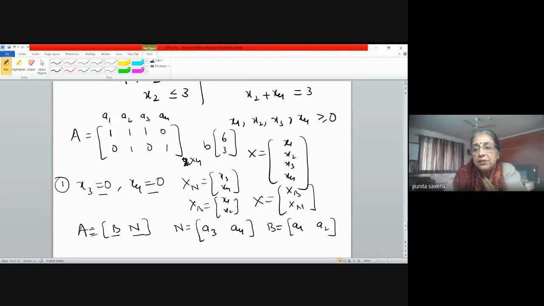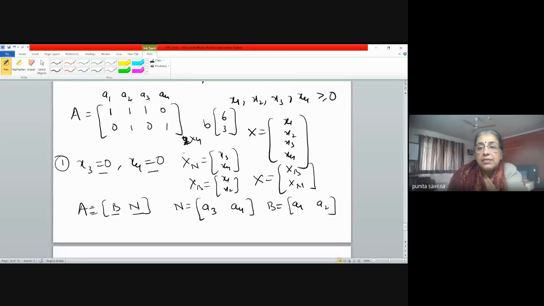And from the matrix equation that I just gave you, you don't have to evaluate anything. Since Xn is always 0, we just need to compute XB, which is nothing but B inverse b. Or B क्या है तुम्हारा? A1 A2. So basically in the first case, what is B? 1 0 1 1. Is it clear or not?